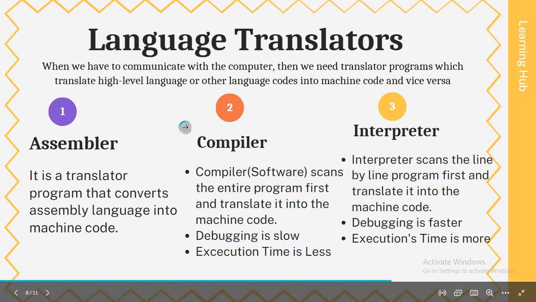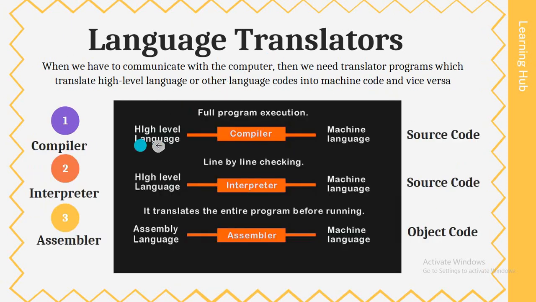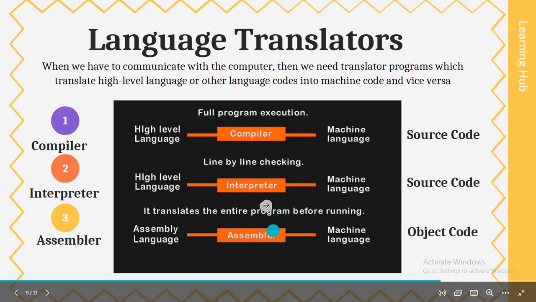बेसिकली व्हाट इज द यूज ऑफ लैंग्वेज ट्रांसलेटर? लैंग्वेज ट्रांसलेटर यूज इज हाई लेवल लैंग्वेज टू मशीन लेवल लैंग्वेज. मशीन कोड में कन्वर्ट करना हाई लेवल लैंग्वेज को, या मशीन कोड लैंग्वेज को कन्वर्ट करना हाई लेवल में. नाउ हाई लेवल लैंग्वेज, अ कंपाइलर इज देयर, फुल प्रोग्राम की एग्जीक्यूशन को कन्वर्ट करता मशीन लैंग्वेज. लाइन बाय लाइन चेकिंग कौन करता है? इंटरप्रेटर. असेंबली लैंग्वेज, assembler translator program is there. That assembler converts assembly language to machine level language.